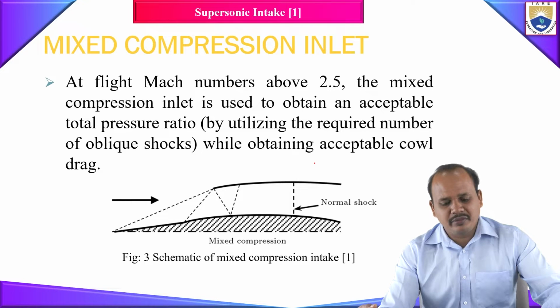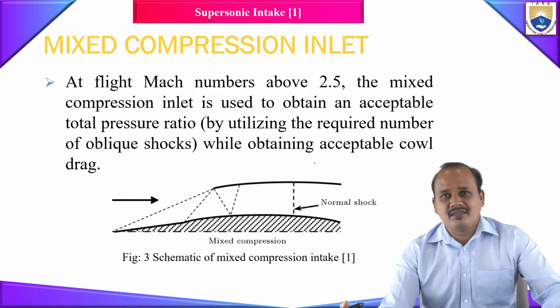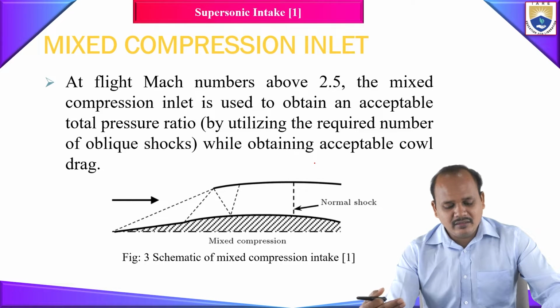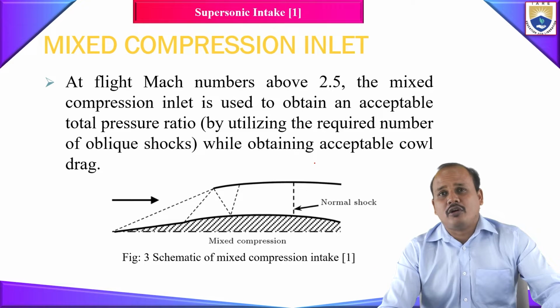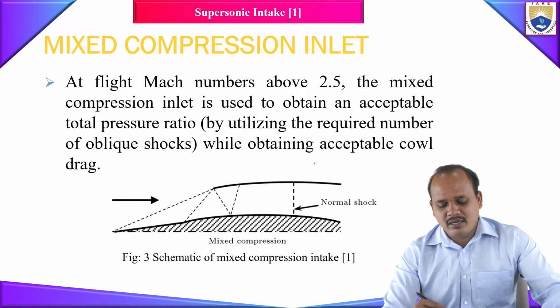Once again, in this mixed compression intake, the process is similar in the sense you will have a series of oblique shock waves followed by a normal shock wave. The Mach number will be reduced when it is passing through your oblique shock waves, and it will become subsonic when it is finally passing through your normal shock wave. After that, once again the subsonic flow entering the divergent section will be further decelerated to the required value needed by your compressor.